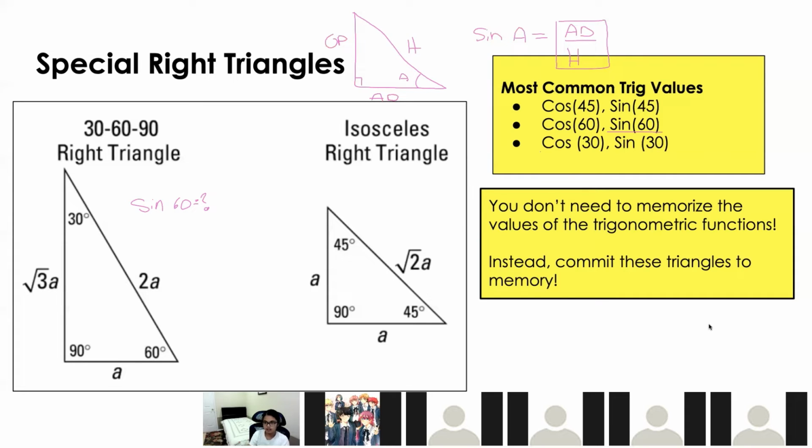Okay, that's fine. Yeah, so a lot of people got root 3 over 2. Ria, that is correct. Alicia, that's correct. So yeah, that's basically all we did. Sine of 60 is going to be root 3a over 2a, which is just going to be root 3 over 2.